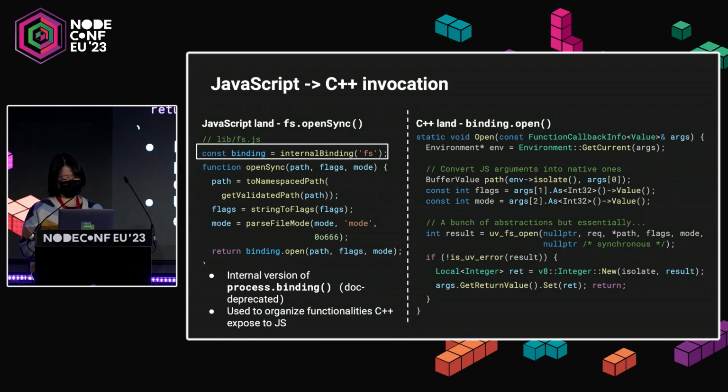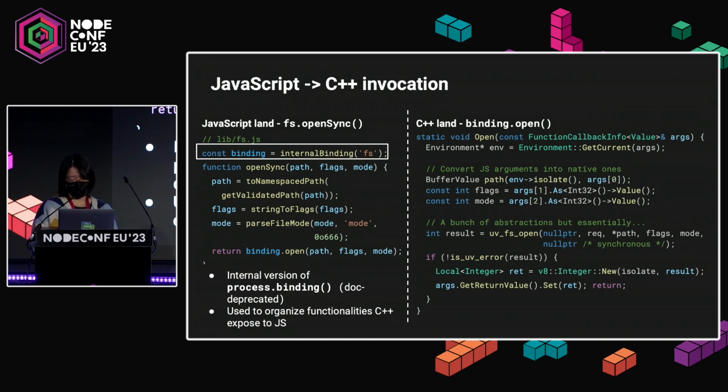Now let's take a simplified version of the fs.openSync method as an example to see how the JavaScript layer interacts with the C++ layer. As you can see here, in the implementation of the fs module, we usually first get a binding object, returned from a top-level internalBinding call. This is an internal version of the process.binding method. The process.binding method is doc-deprecated. Please don't use it in the user land. This is internal only now, okay?